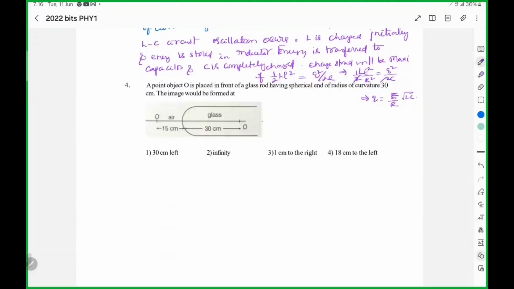A point object O is placed in front of a glass rod having a spherical end of radius of curvature. The image will be formed at... Here it is a glass rod. So here, refraction at a curved surface.